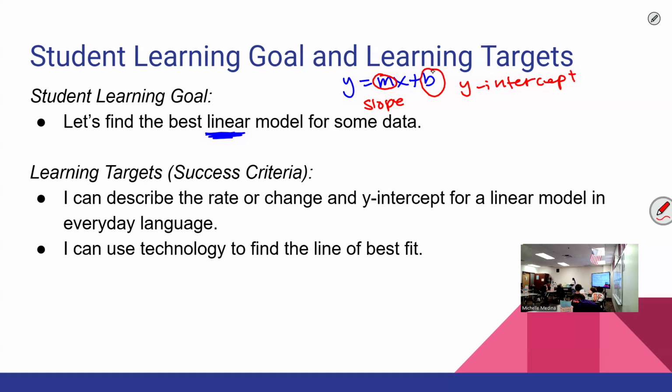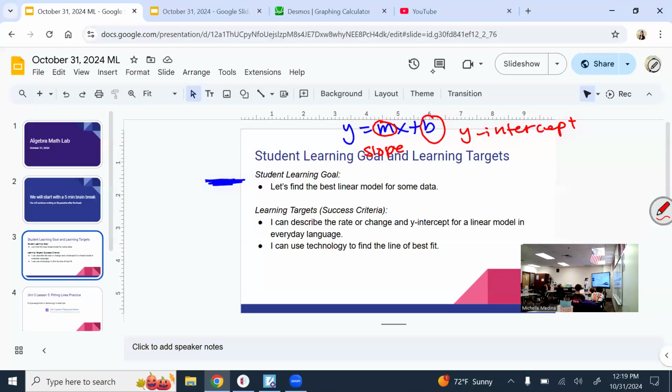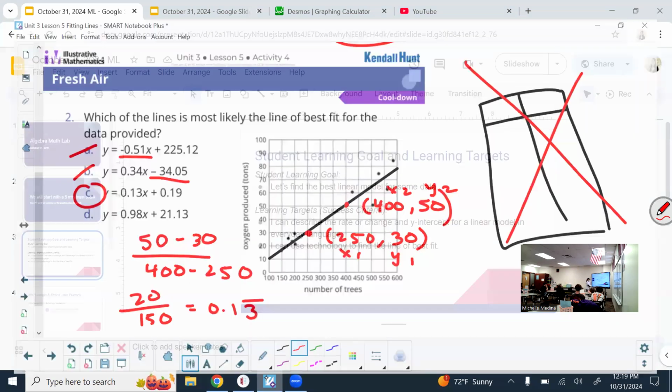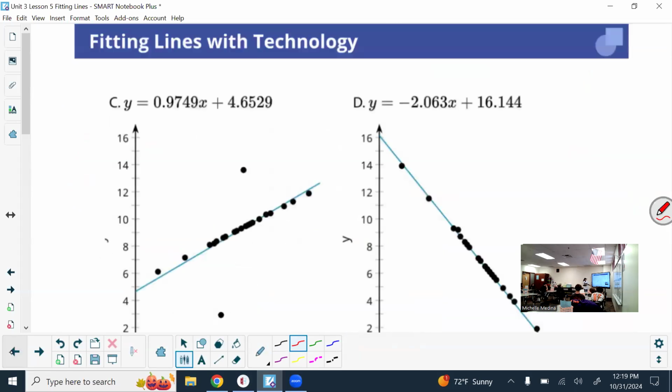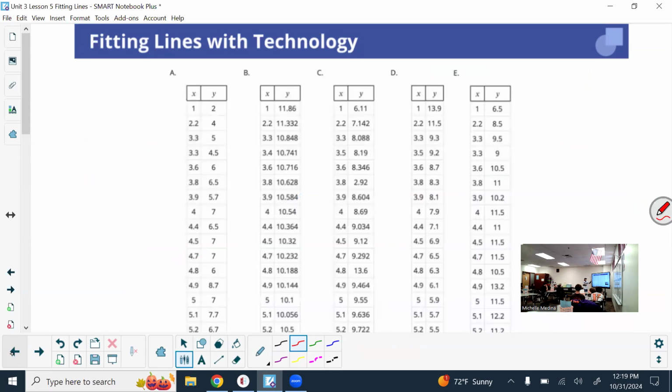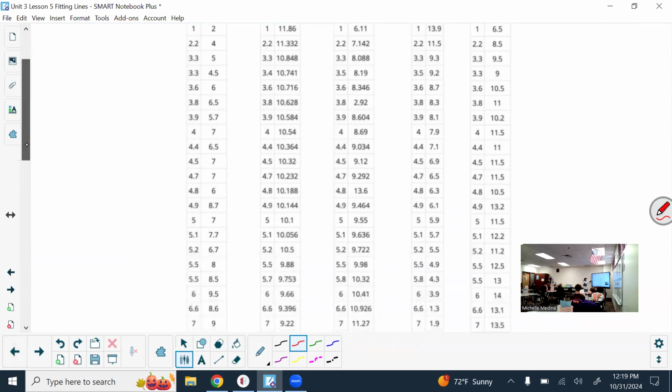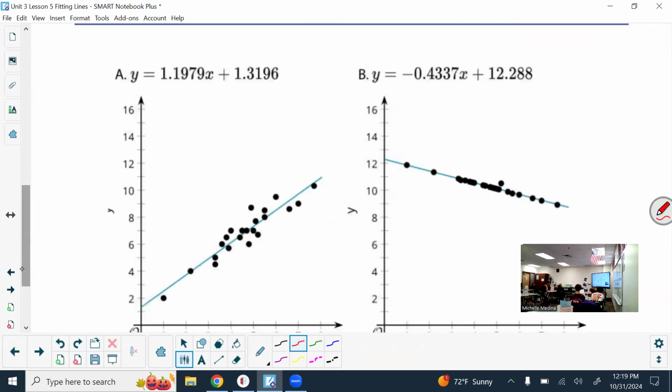You still have to know how to do both, because unless you can see every single dot nicely, then you really have to do it by hand to estimate it, which isn't impossible. Like, I don't think it's that hard, but up to you. If you look at the notes online, there are some parts that we didn't do. But if you ever want to practice using technology, here's 5 different data sets that you could practice with. And then the answers for what the lines are shown here.